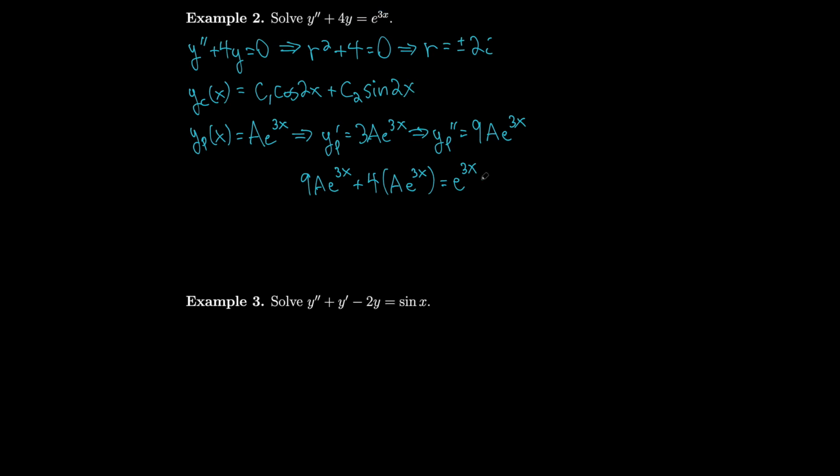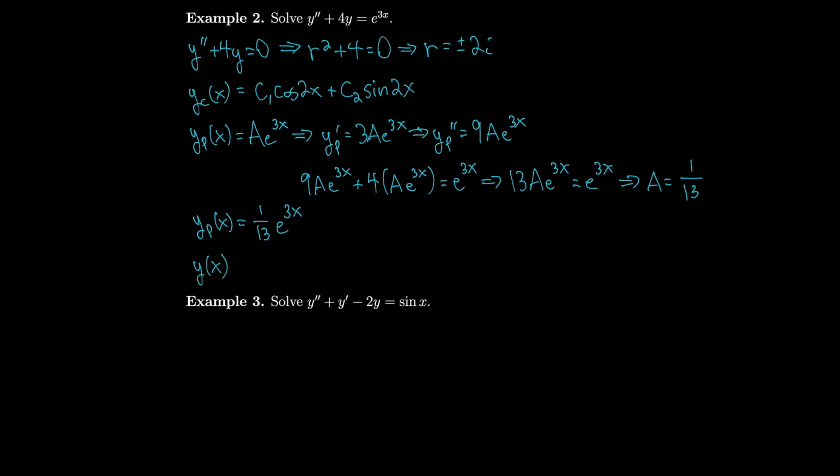This means that we have 13a e to the 3x when we combine our like terms, equal to e to the 3x, and we can divide by 13 e to the 3x to see that a must be equal to 1/13. So now that we know what our coefficient is, we have determined it, we have yp of x equal to 1/13 e to the 3x.